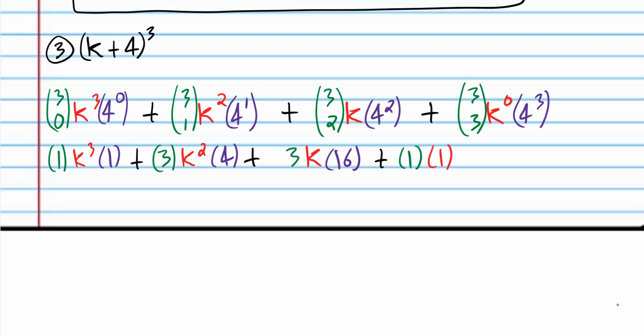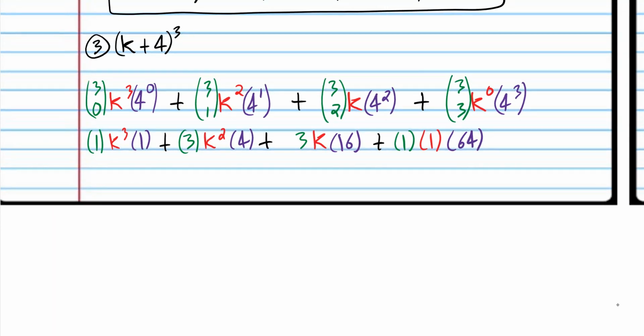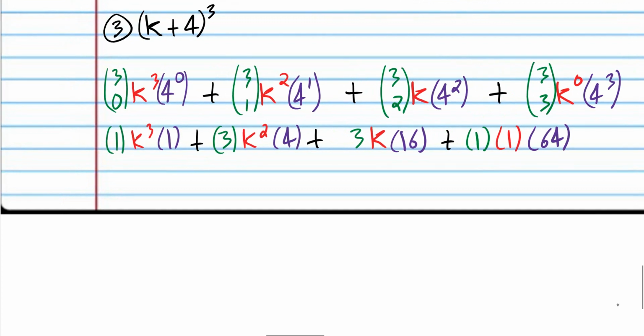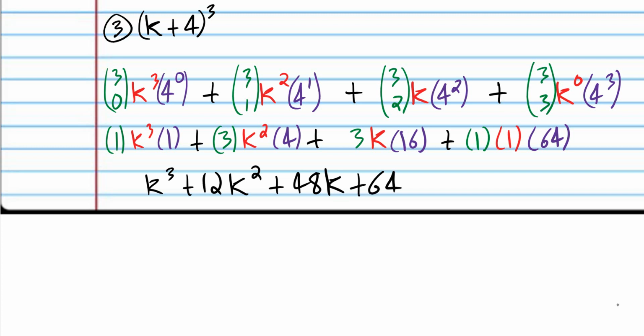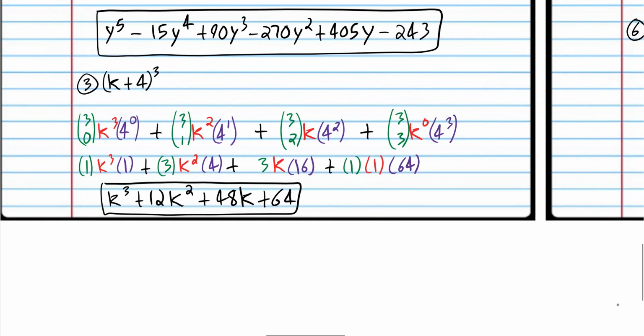And 4 to the third power is 64. So now we're going to write the final answer. We have k cubed plus 12k squared plus 48k plus 64. And that is the final answer. That's the expansion of k plus 4 to the third power.